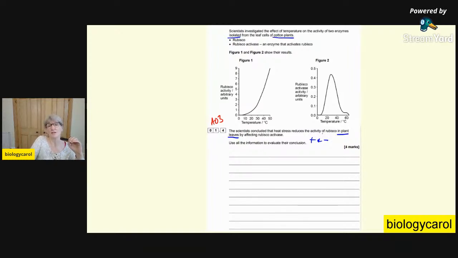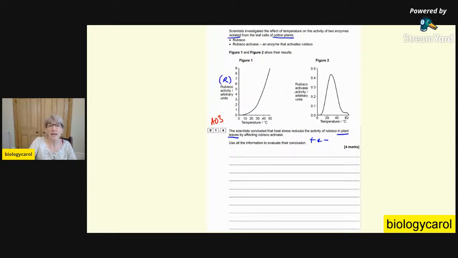Now, the scientists have concluded that this happened in plant leaves. That means in a living plant and in all plants. Well, in the experiment, the enzymes were isolated and they only used cotton plants. So I am noting this. I'm ready to critique this in my evaluation. But first of all, I'm going to look at the data, and I want to look for pros and cons in the data.